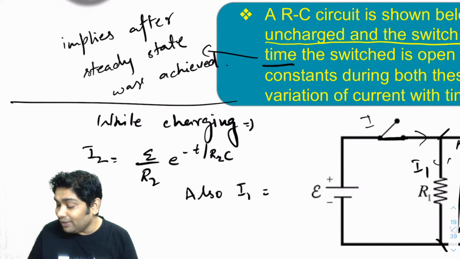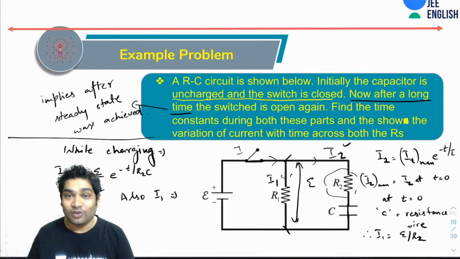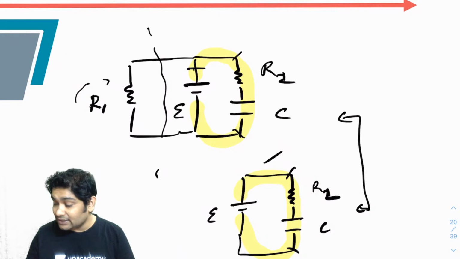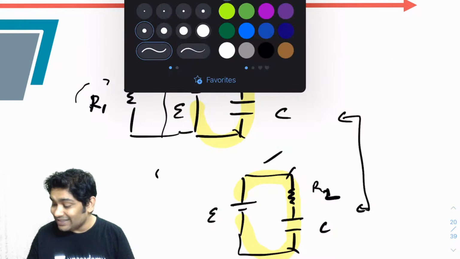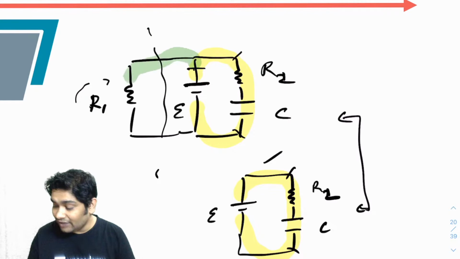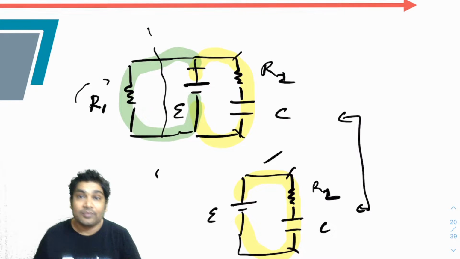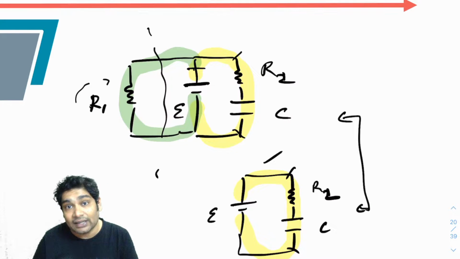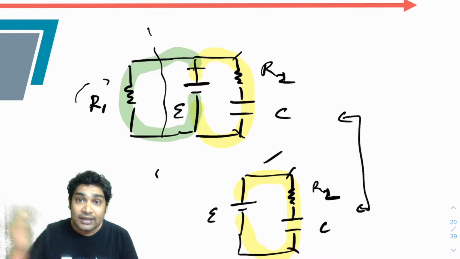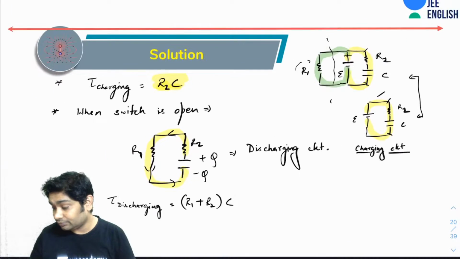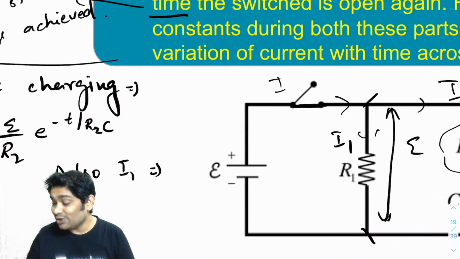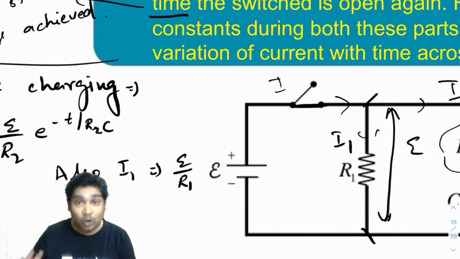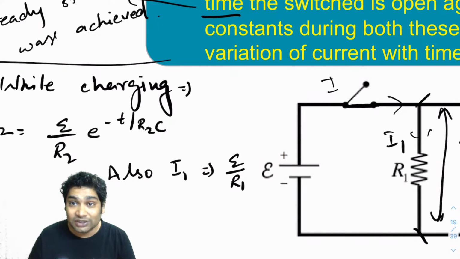Now I1 would be normally constant. Why? If you look here, the current in this, since these are parallel, is unaffected by the other circuit, right? So I can say that I1 would be nothing but a constant value of epsilon over R1. It will not change with respect to time.